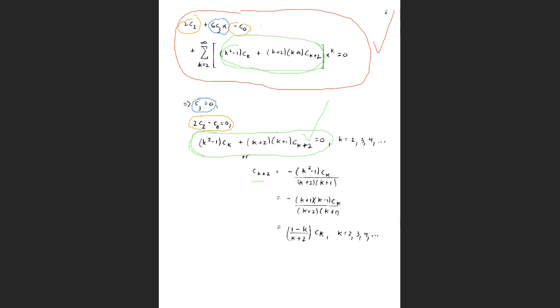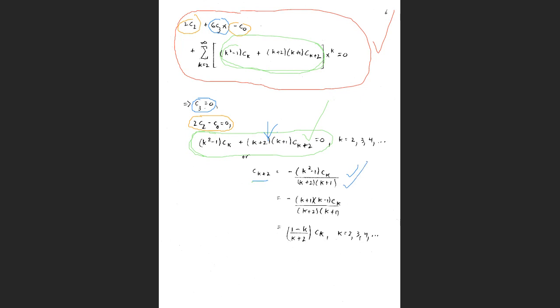So this relationship here between the coefficients c sub k and c sub k plus 2, we can say, well, okay, c sub k plus 2 would have to equal negative k squared minus 1 times c_k over (k+2)(k+1), right?